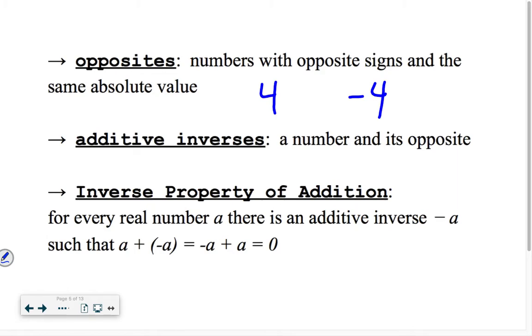Alright, inverse property of addition. This is getting into that zero pair I was telling you about. For every real number A, there is an additive inverse, -A, such that when you add them, it will equal 0. So those opposites, those zero pairs, when you add a number and its inverse, you will get 0.